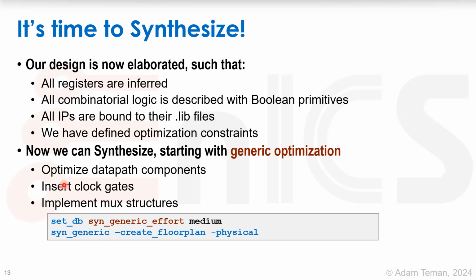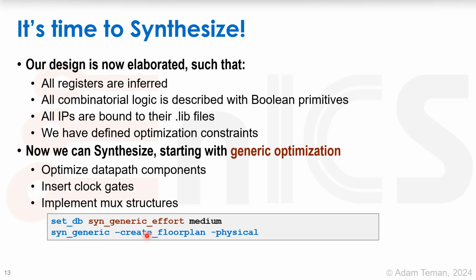It's going to insert clock gates. So for low power, it's going to use clock gates. It's going to implement mux structures, which can be made in all kinds of different ways. So how am I going to do that? I'm going to set a DB of the entire tool, which is called syn generic effort. So syn generic is going to be our generic synthesis command, and let's say I want to put medium effort into it, and that's a trade-off of runtime versus what the results are.